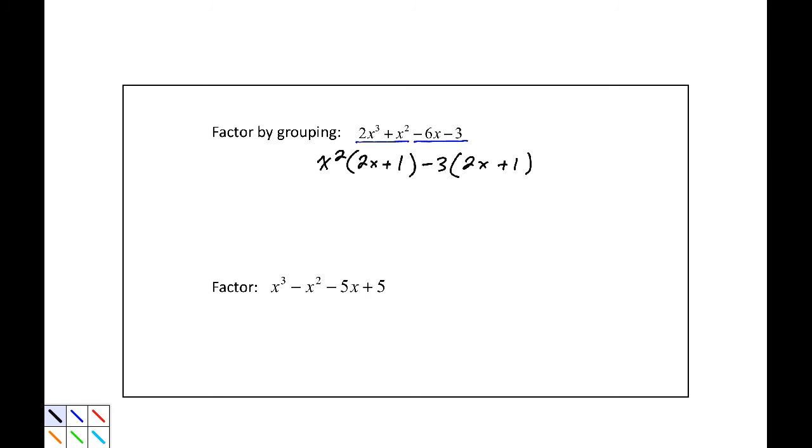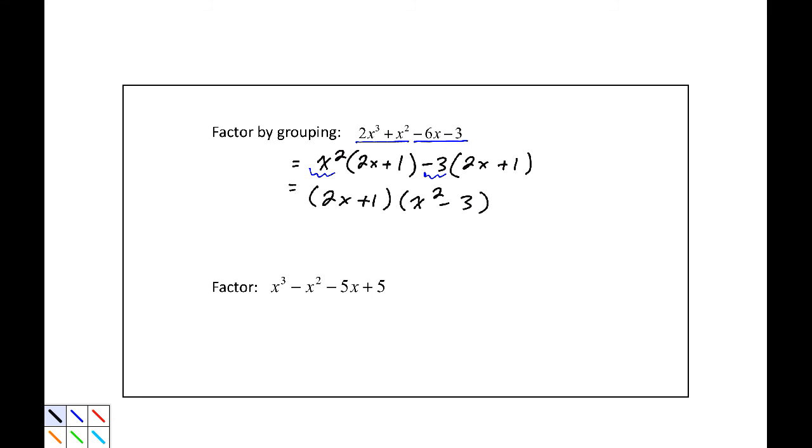We have a common binomial factor of 2x plus 1, and the rest of the terms, x squared minus 3. And that is how that factors.